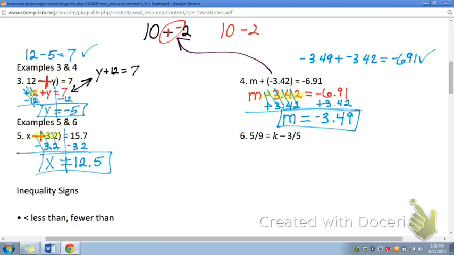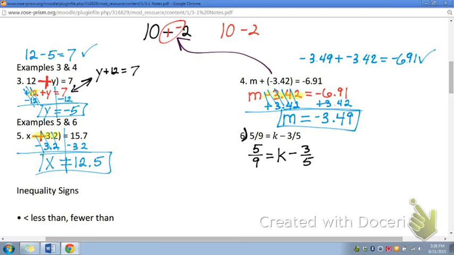Very good. All right, fractions. Now again, remember, well, don't remember, I'm telling you this for the first time. Problem number 6 here. Sometimes the computer won't type out a fraction very well, but 5/9 means 5/9. So 5/9 equals k minus 3/5. Again, hopefully you all have your scientific calculators by now, so you can do fractions on your calculator. Because again, the process here is going to be the exact same.